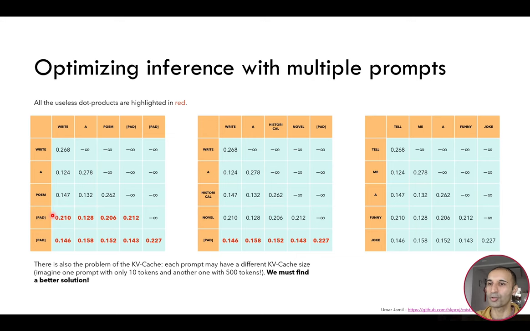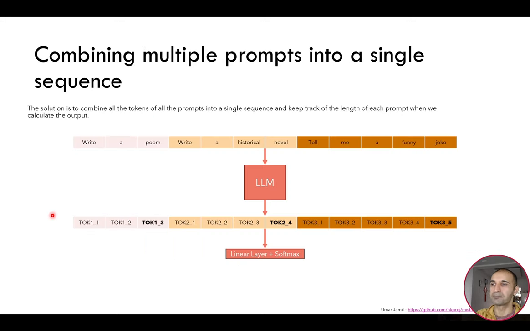Well, there is a better solution. And the solution is this. The solution is to combine all the tokens of all the prompts into one big sequence consecutively, and we also keep track of what is the actual size of each prompt. So we know that the prompts are coming from our API because we are running an AI company and we have this API.